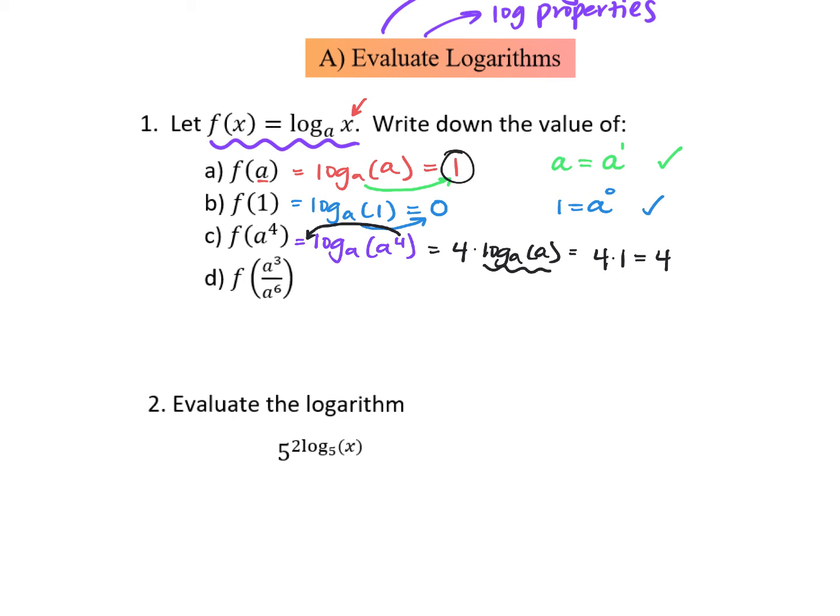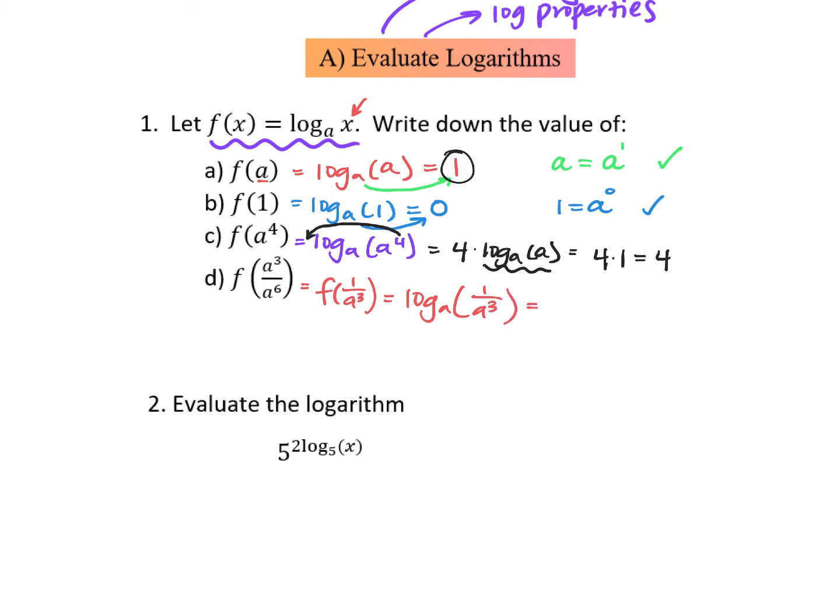In the last one here, I have this function being evaluated at a cubed divided by a to the 6th power. I can simplify that before even plugging it in. A cubed is going to be our common factor here. Going to simplify this down to 1 over a cubed. So I get log base a of 1 over a cubed.